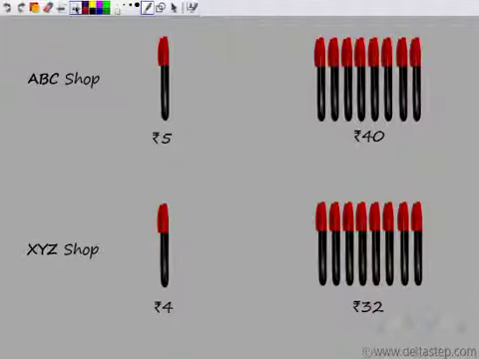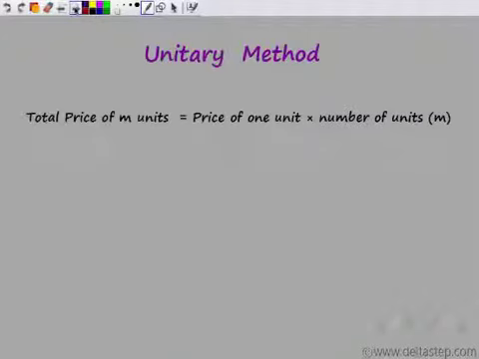We knew the price of 15 pens was 60. So we divided 60 by 15 and we got 4, the price of 1 pen. And from that price we could find the price of 8 pens. So this is precisely what the unitary method is.